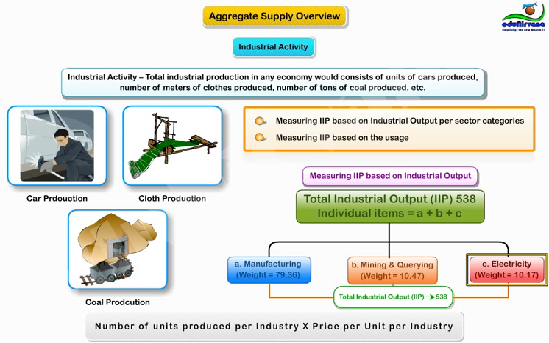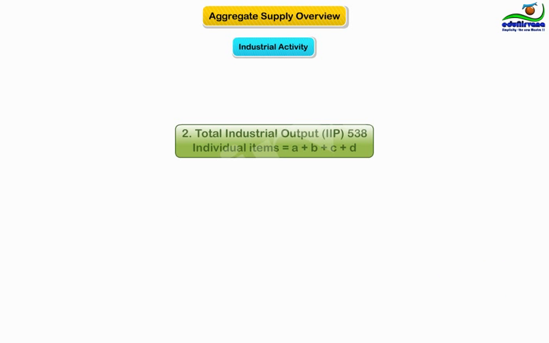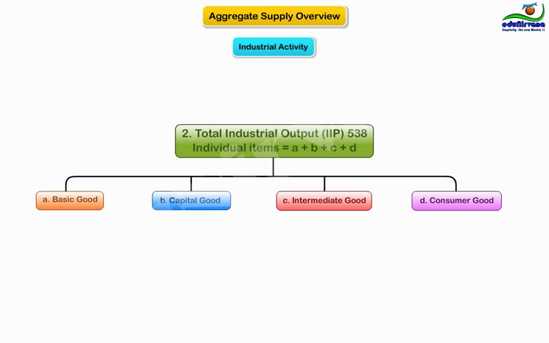10.17%. To measure IIP based on usage per sector categories, the following classification is referred to with corresponding weightages. Total industrial output IIP is 538 items, which is 100%. Individual items are A plus B plus C plus D, which is equal to 538 items. The A, basic goods, which weighs about 35.57% in total industrial output.